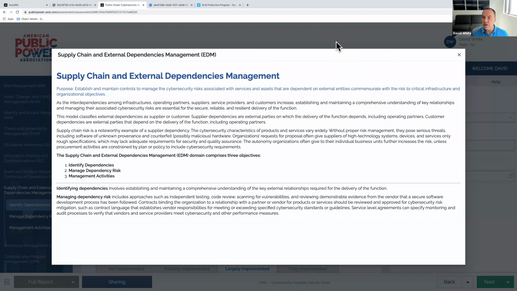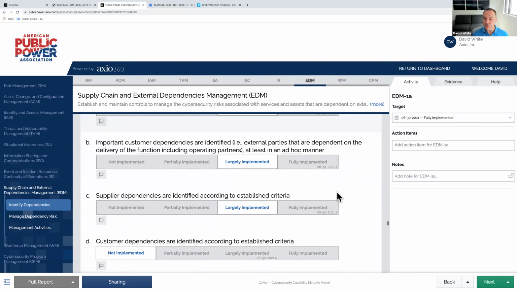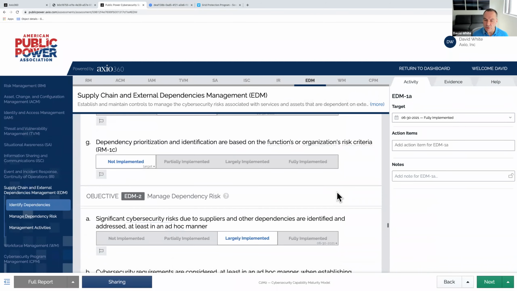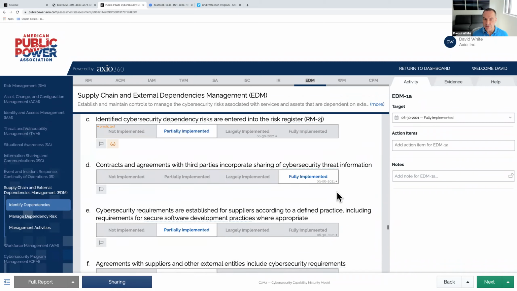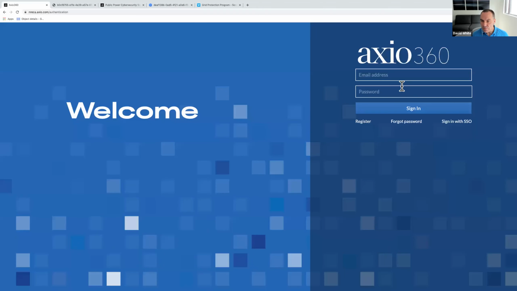Thanks, John. I just wanted to point out that in C2M2, there is a full section, one domain dedicated to supply chain and external dependencies management. It's called EDM, and you can access it in the platform by clicking on EDM. And this is the guidance from C2M2 that is associated with supply chain cyber risk issues. So let's move on to the RC3.